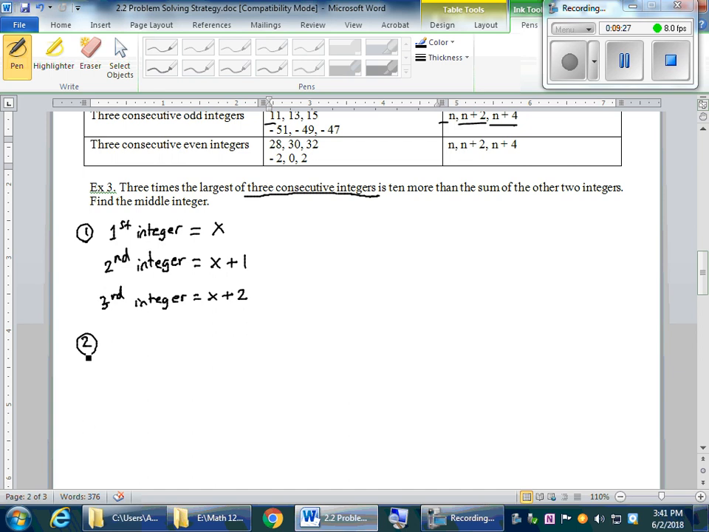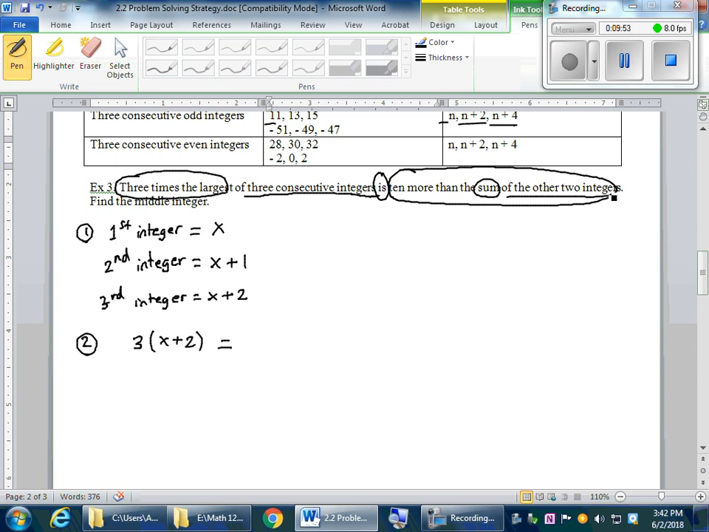Now it said that 3 times the largest, so 3 times the largest will be 3 times x plus 2, that means equal to 10 more than the sum of the other two. The sum means what? Addition. So the first integer plus the second integer, that's the sum of the other two. And then we have 10 more. So that will be our equation setup.